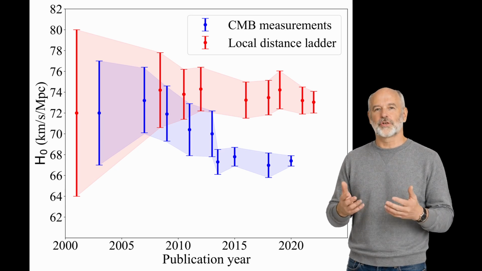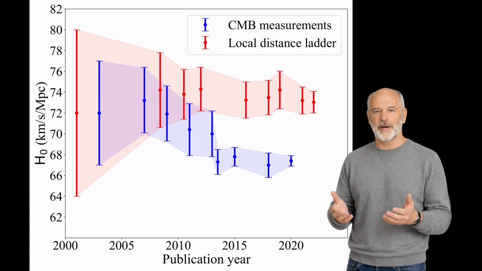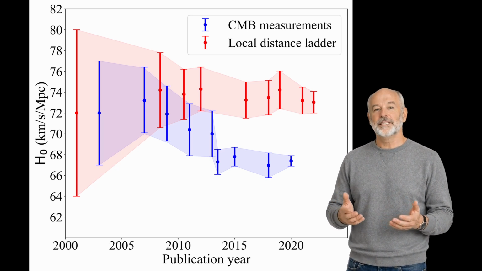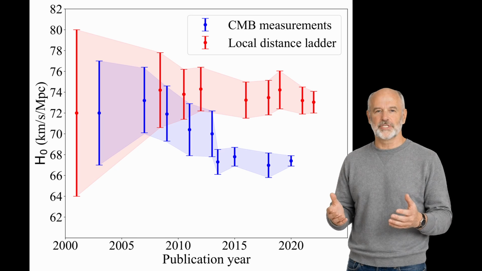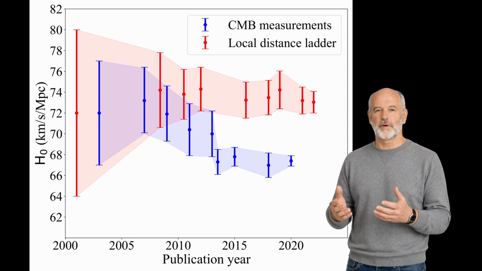These two values do not agree, and the discrepancy is now far larger than the expected experimental uncertainties. This is no longer considered a minor measurement issue. It has become one of the most significant unresolved problems in modern cosmology.